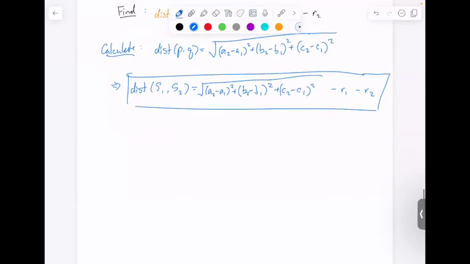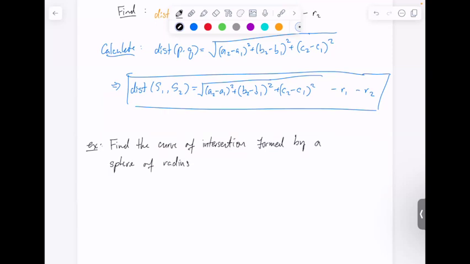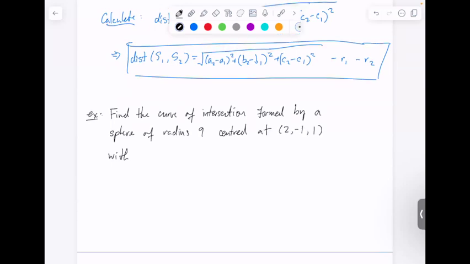Now let's take another example. Let's find the curve of intersection, formed by a sphere of radius, say, 9, centered at the point (2, -1, 1), with the xy plane, and let's say with the yz plane.